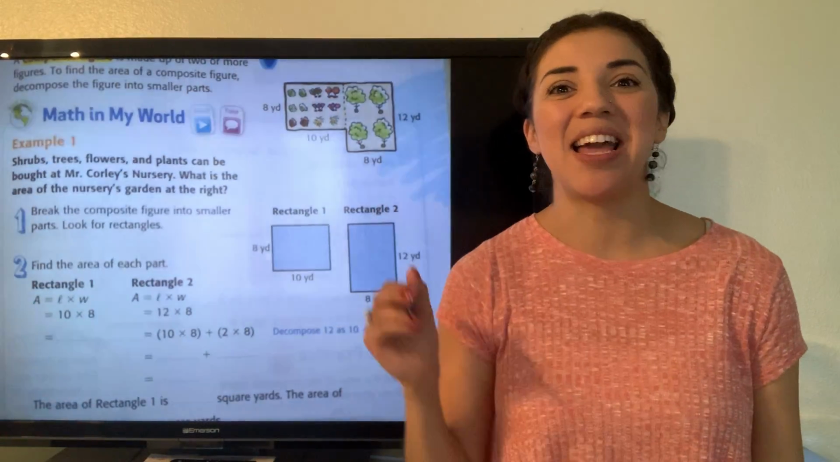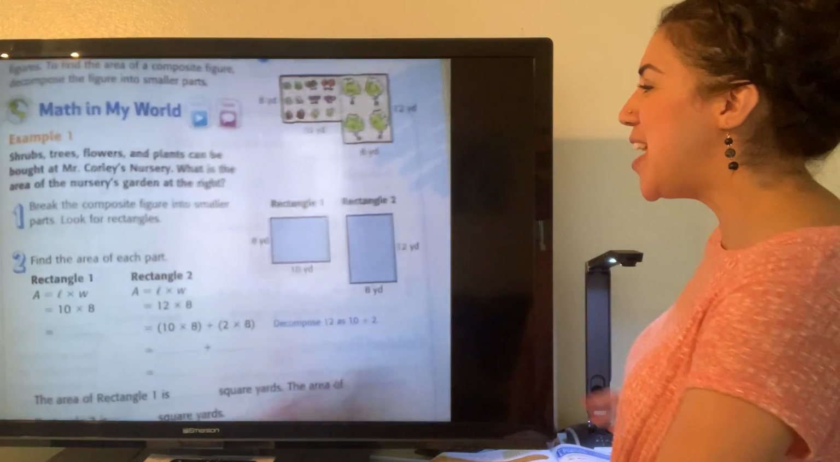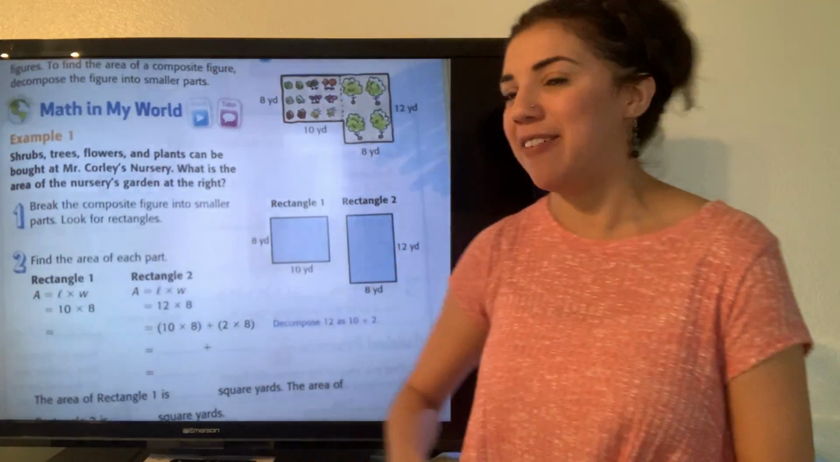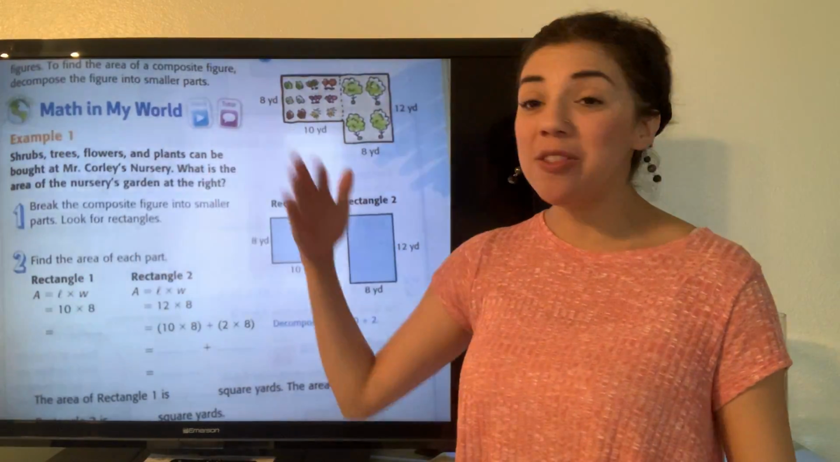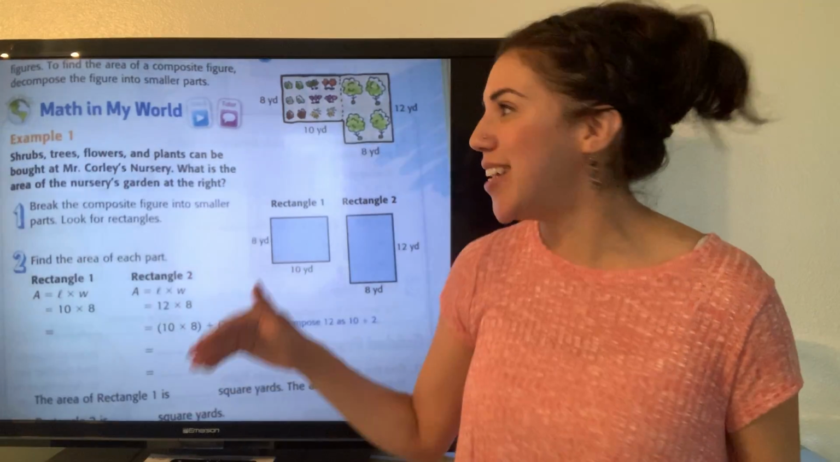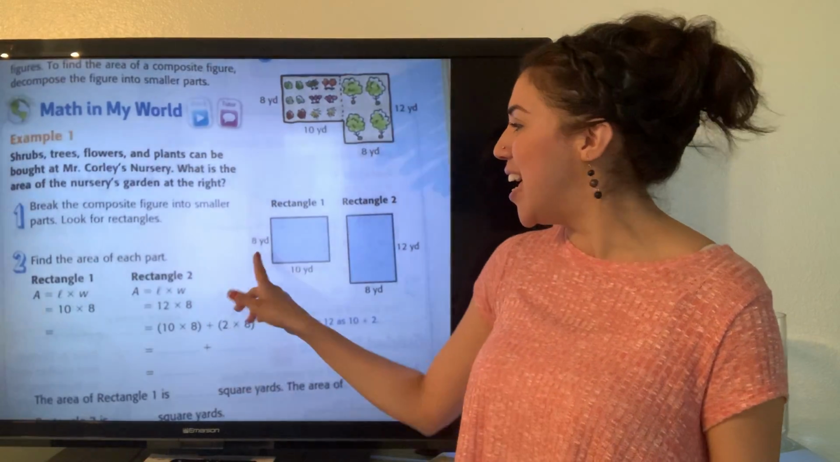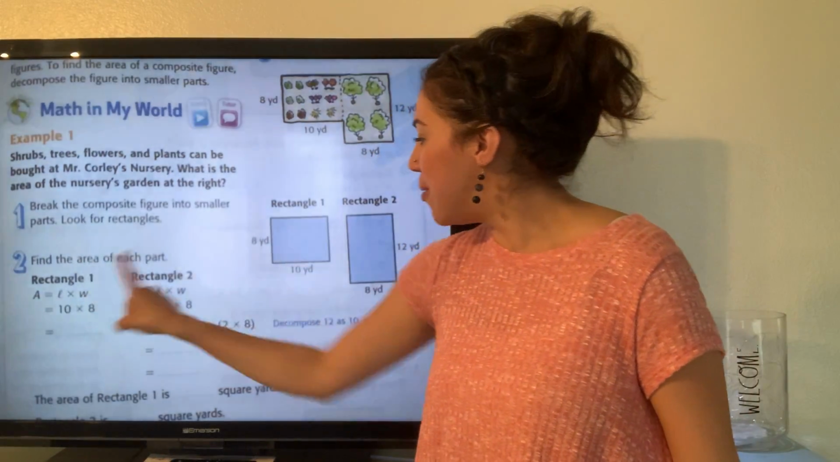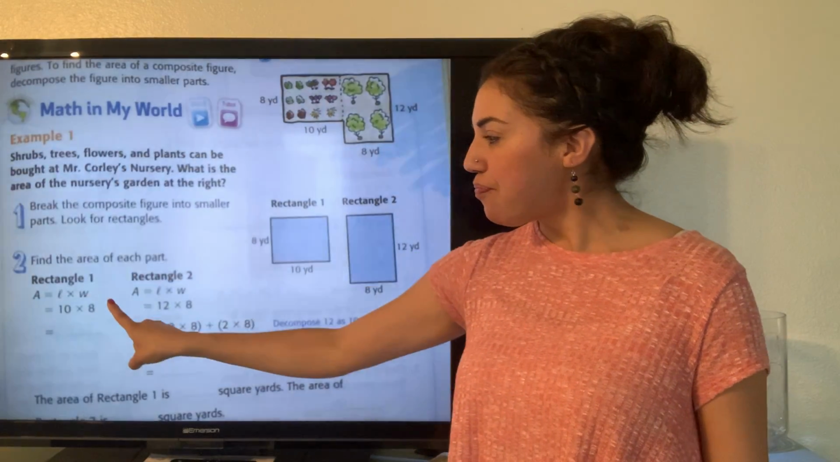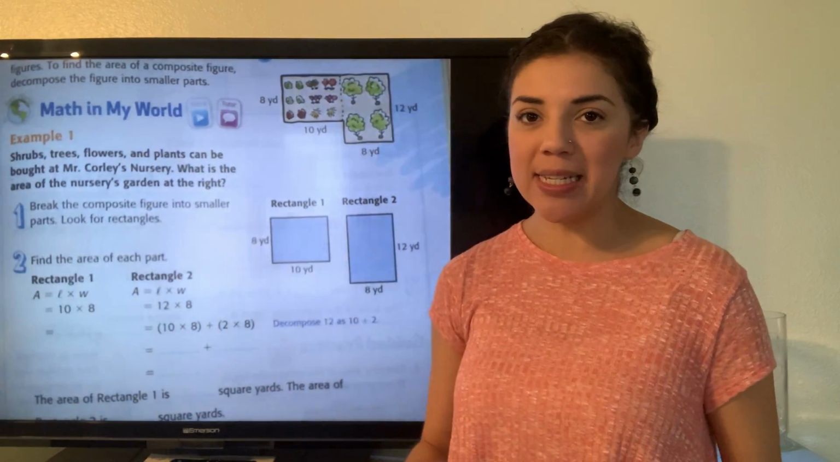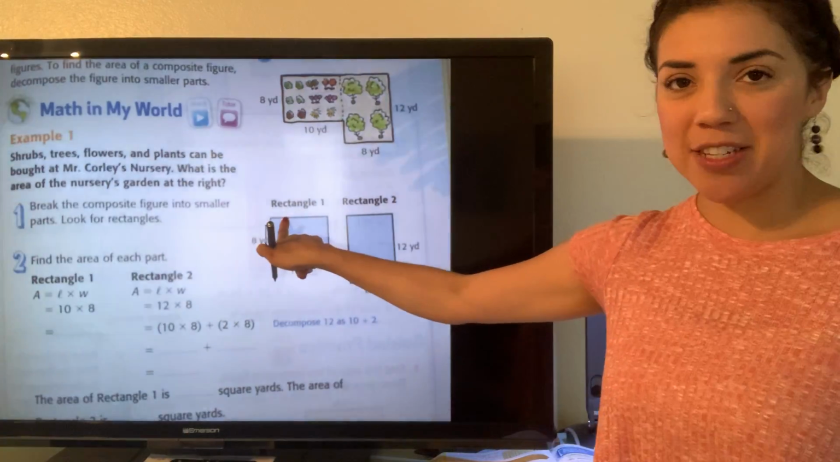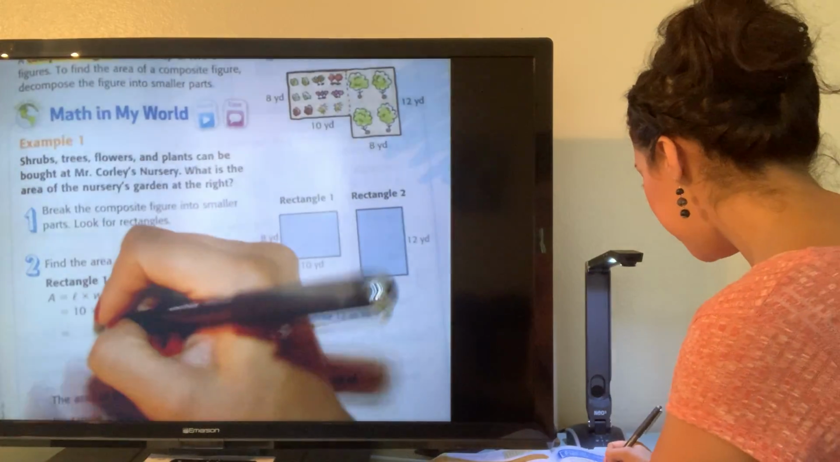Area equals length times width, okay? And here, look, they gave that to you. Area equals length times width. They replaced it, like we replaced it during the last lesson. Area equals 10 times 8. And so the area equals 80 for this first rectangle, number one. So let's go ahead and write 80.